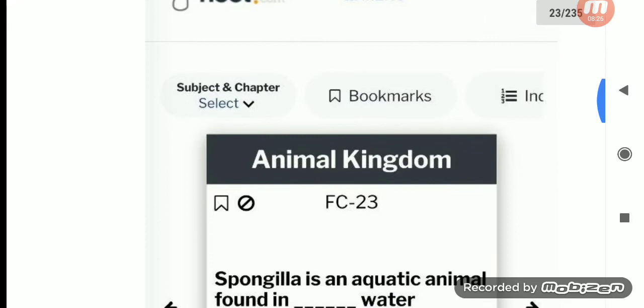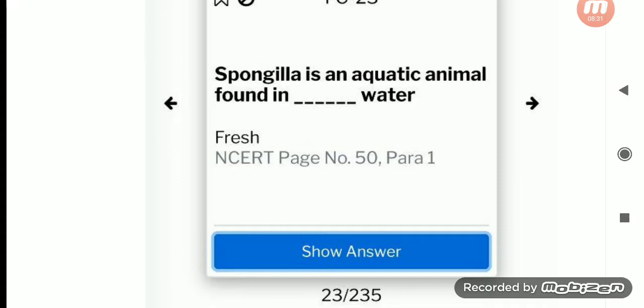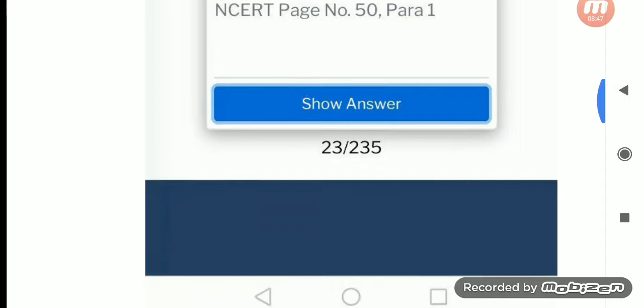Spongilla is an aquatic animal found in freshwater.